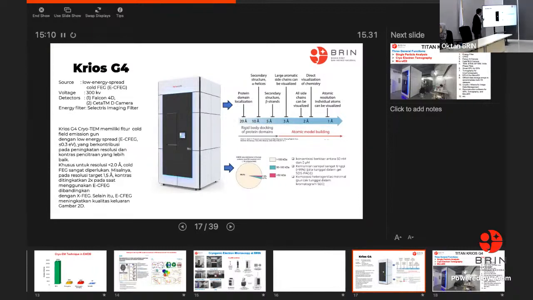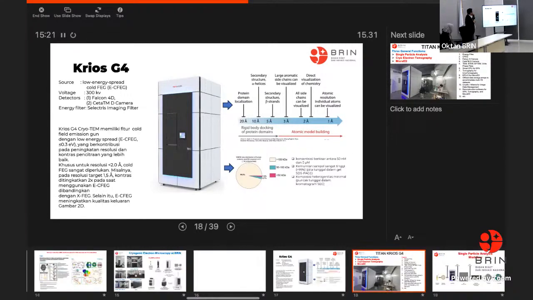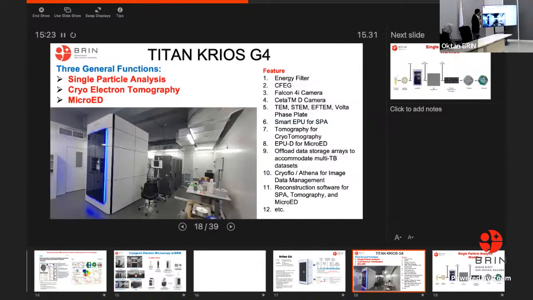This is our cryo-EM. If we reach 1 Angstrom, it means that we can see atomic resolution, individual atoms. Okay, continue. So actually, this cryo-EM can be used for 3 general functions: single particle analysis, cryo-electron tomography, and micro-ED.